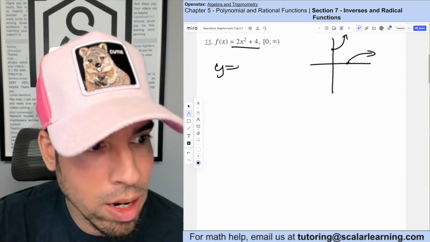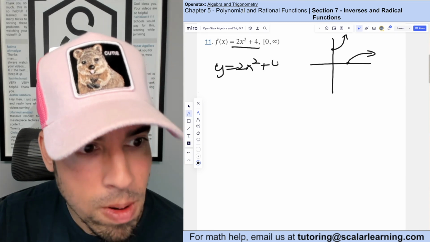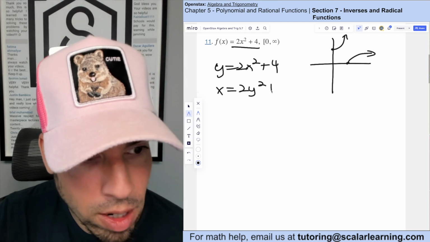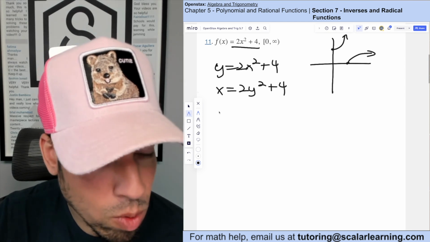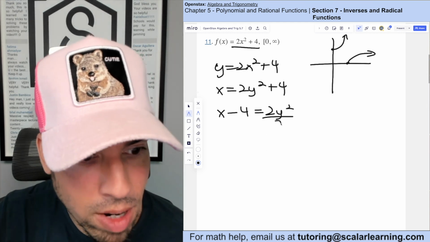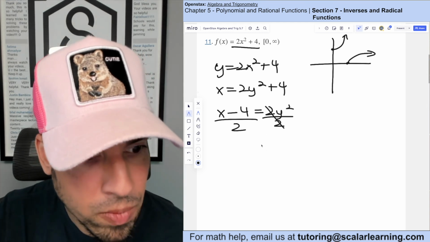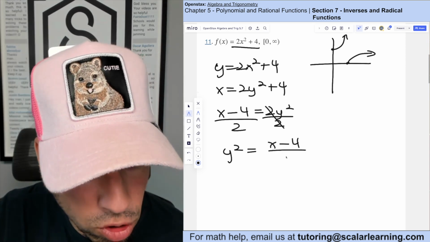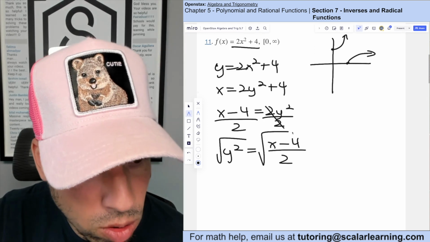So first we got y equals 2x squared plus 4. Then we're going to swap the y's and the x's. So we got x equals 2y squared plus 4, and then we're going to isolate y. So we subtract 4 like so, and then we divide both sides by 2, boom. And then we got y squared equals x minus 4 over 2. Last step, take the radical of both sides.